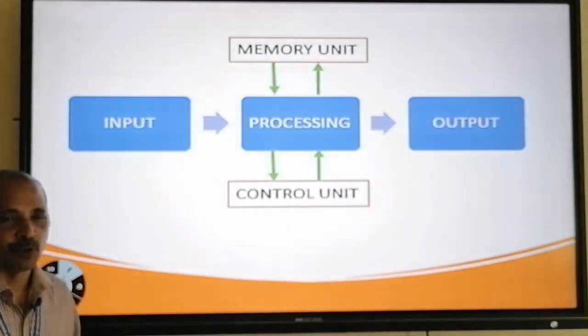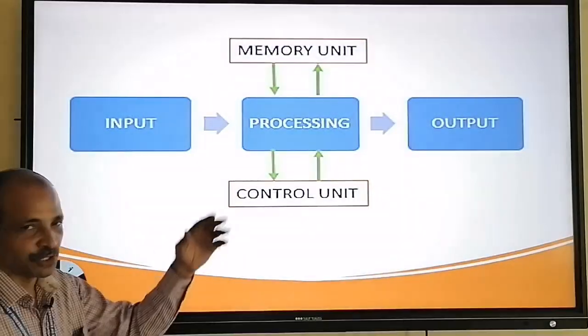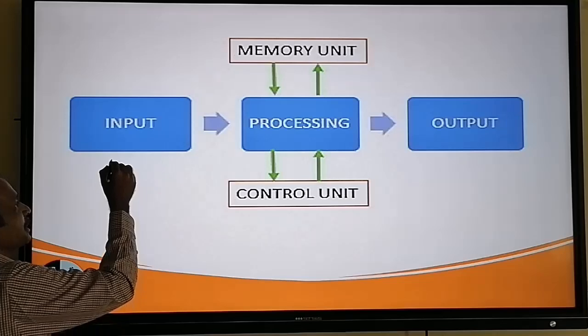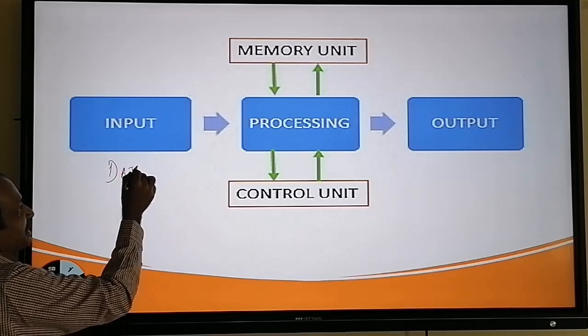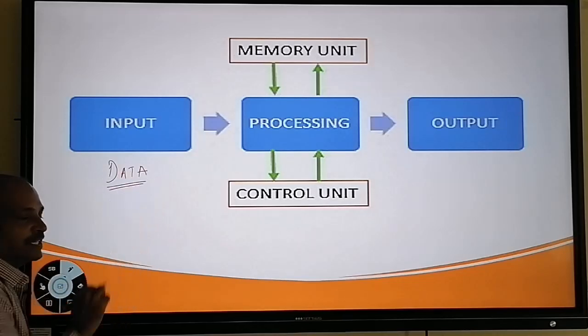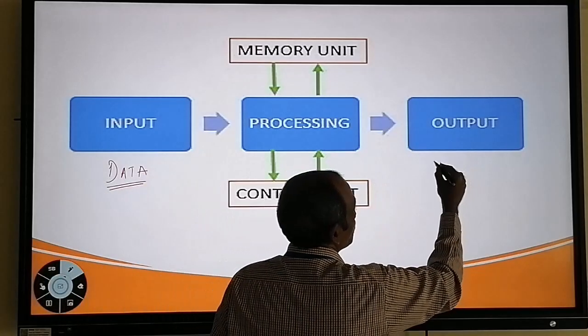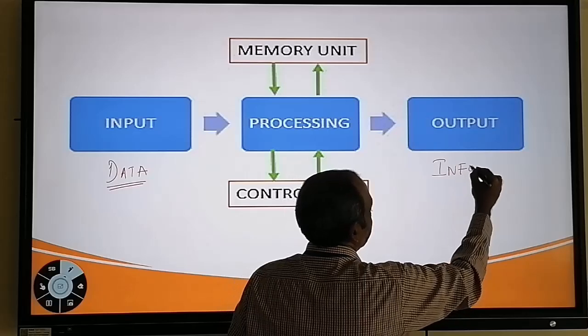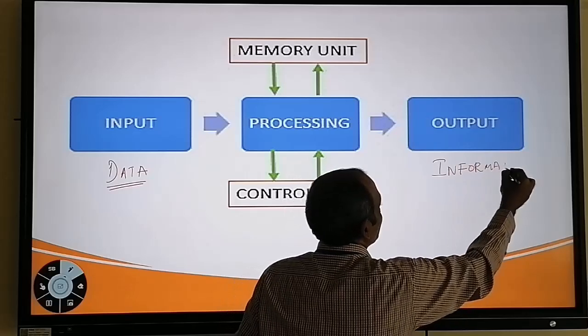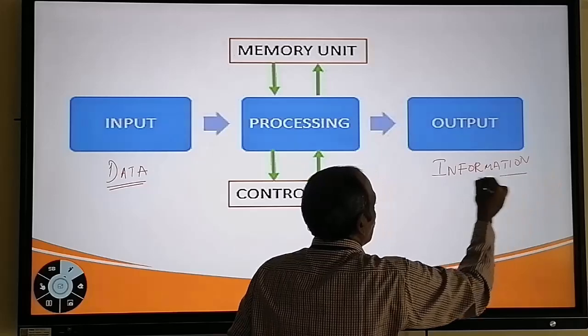This is a very simple block diagram which has 3 important parts. The first one is the input, which is your data. Whatever data you give is the input. The output we can expect from the system is the information. The information coming out from the machine is what we call the output.